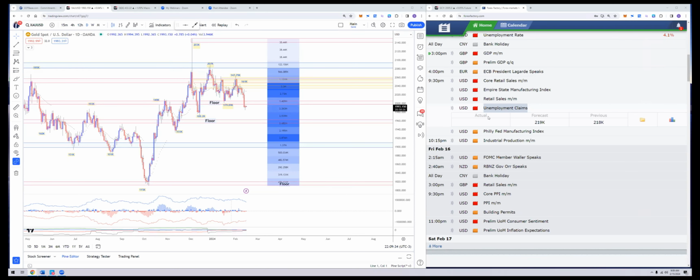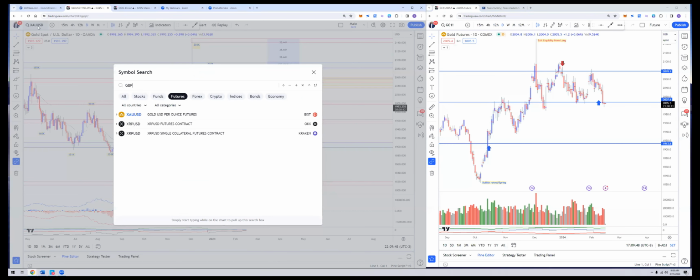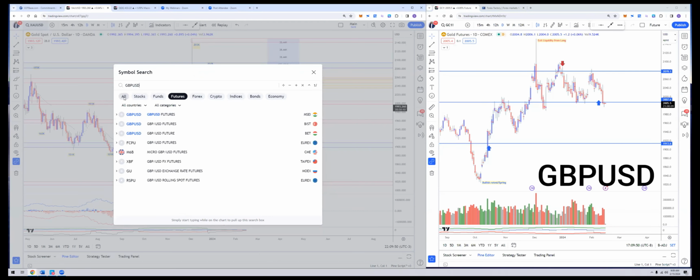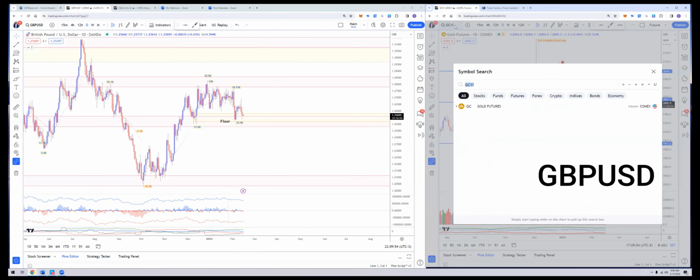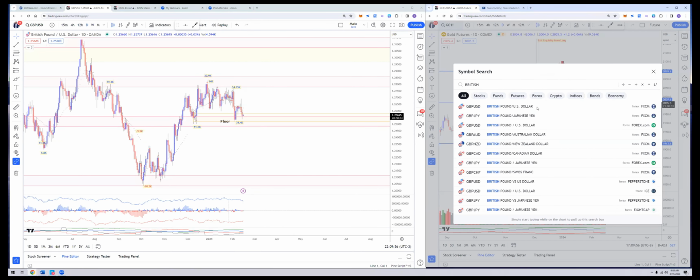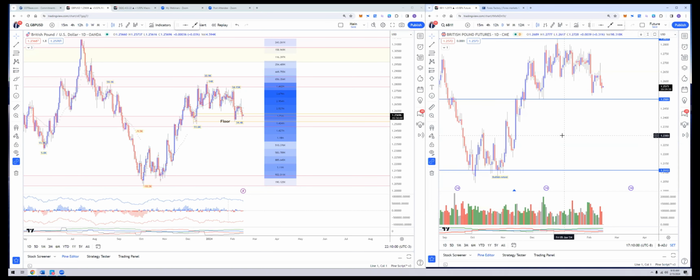Okay, let's start with the British pound. We have the British pound CFD on the left side. Let me load up the British pound chart, and our future is on the right side. Basically they are the same. It's just that I want to see some volume spread analysis on the future chart on the right side.